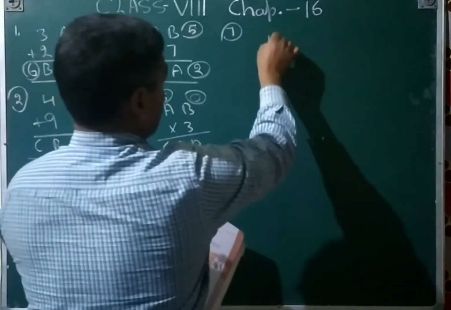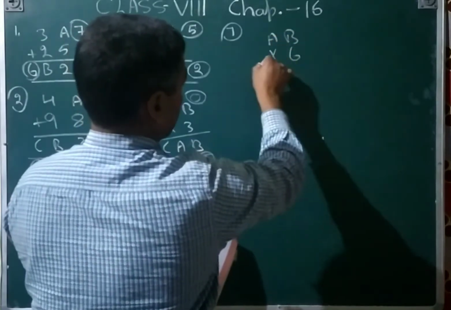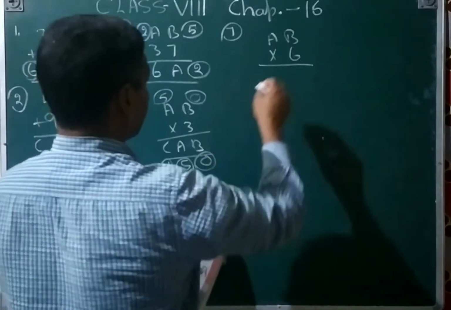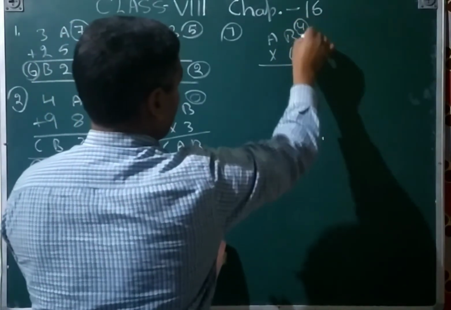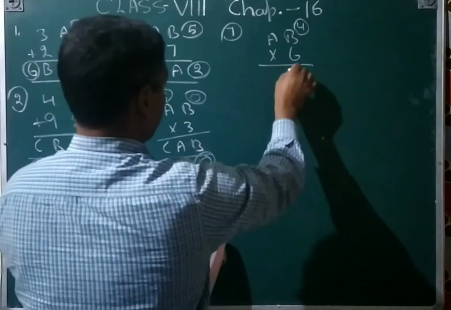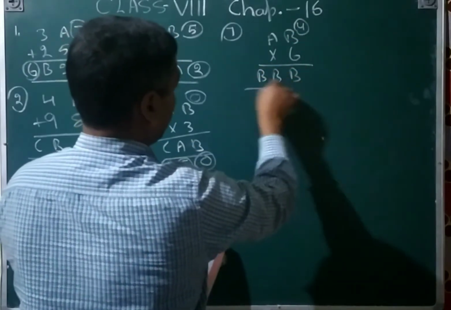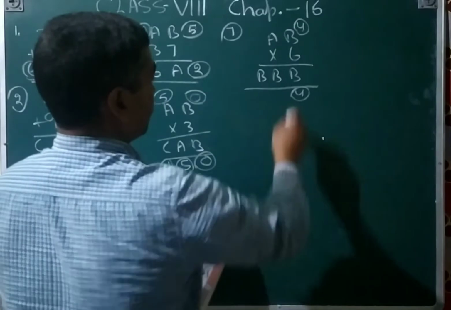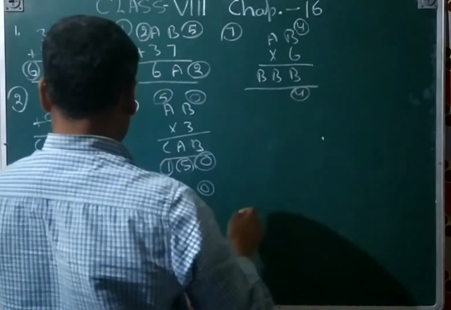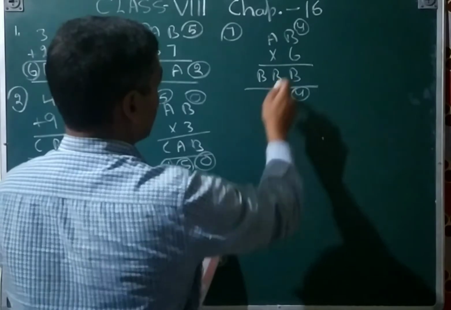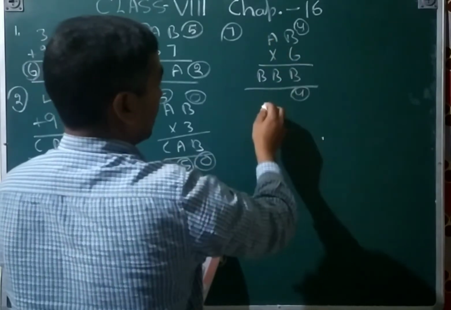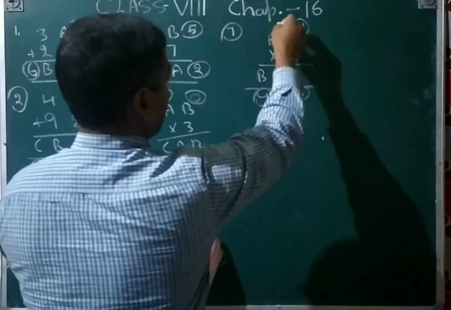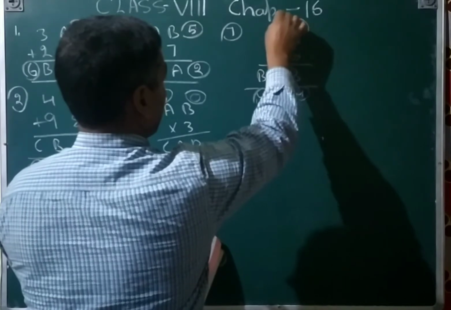And then seventh question: AB multiplied by 6. 6 times 4 is 24. Carry 2. B, 4 has come. Then 6 times 7 is 42, and then carry 2, 44. So all the B is 4, and A is 7.